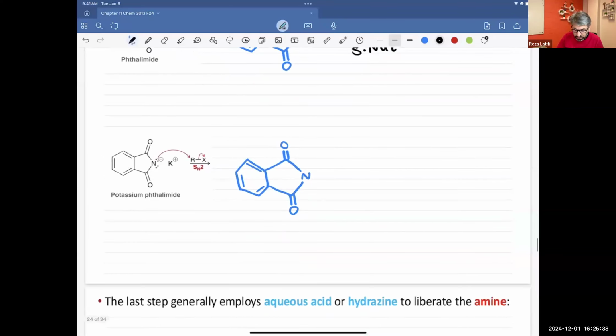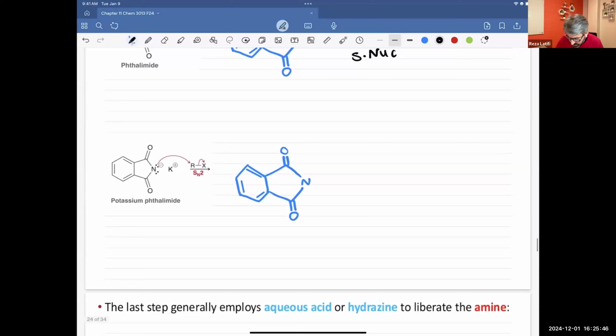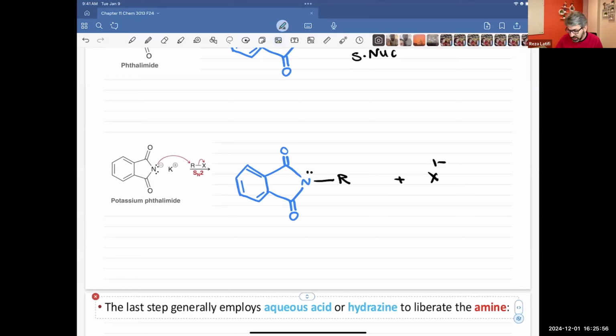So next step, we introduce the alkyl halide, and we mix it with potassium phthalimide, and that's going to give us this product. So R will be attached to nitrogen, and nitrogen has a lone pair plus X. X took those two electrons and left the system as a leaving group. So that's going to be our leaving group.